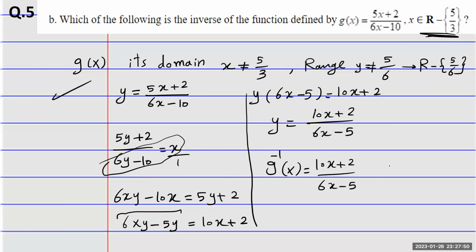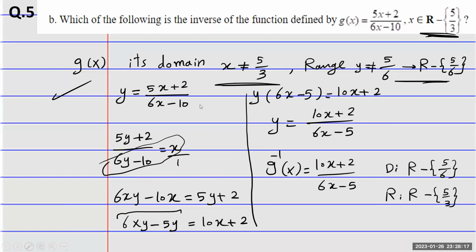The domain of this function is the range of the given function. The domain here is R except 5 over 6. And the range is the domain of the given function, R except 5 over 3. So when you find the inverse function, the domain and range of the inverse function are the same as the range and domain of the given function.